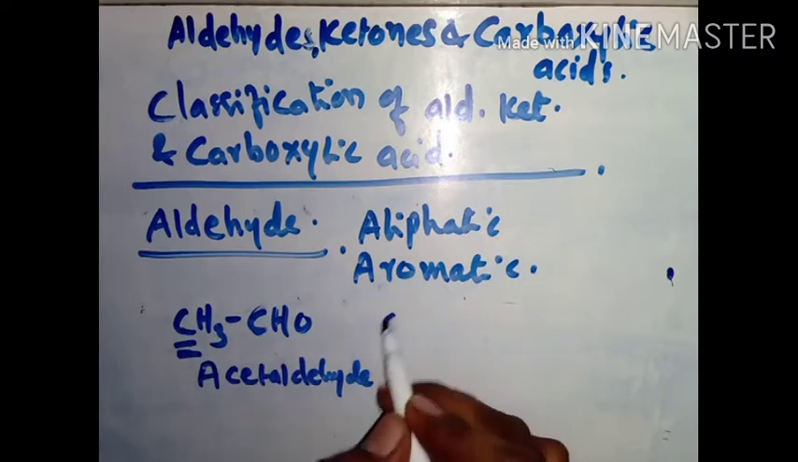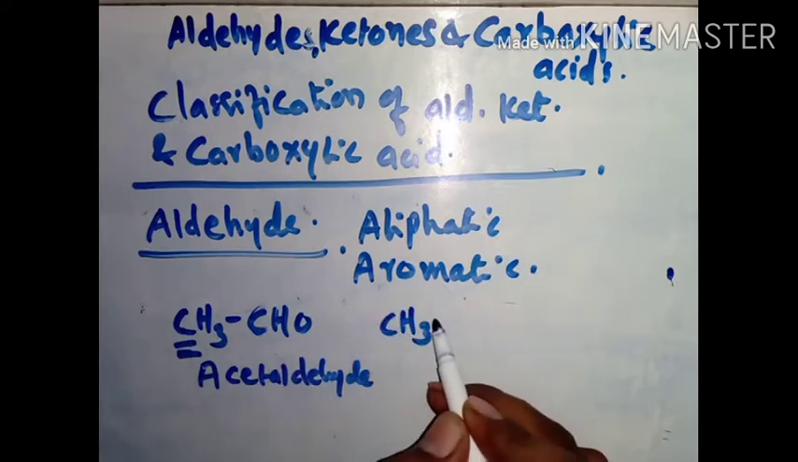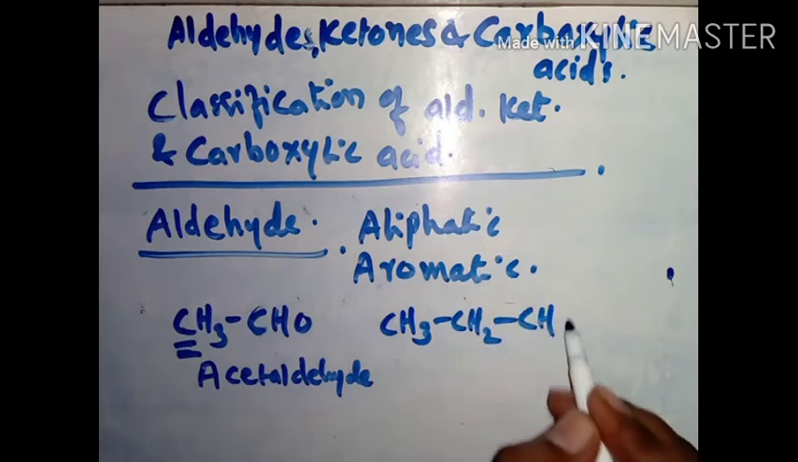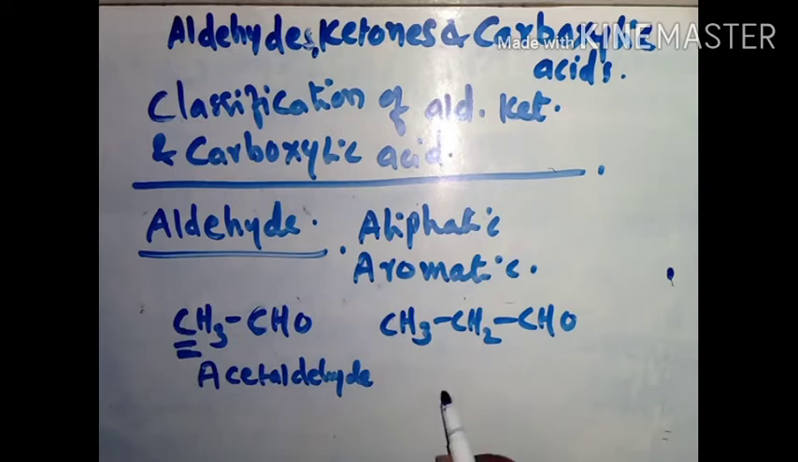Another example we can take, that is an ethyl group, CH3CH2. This one is an ethyl group. Into this we attach CHO. That's why this will become a 3 carbon atom compound. That's why it is propionaldehyde.